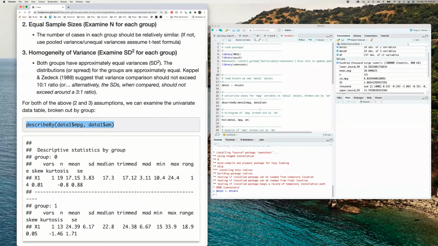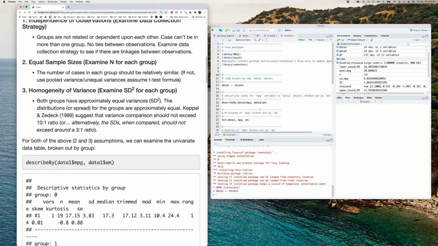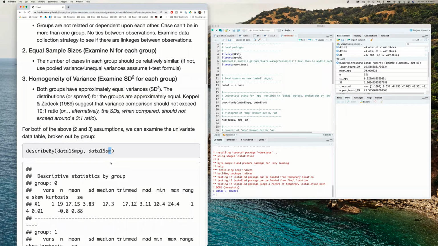For assumption 2 and assumption 3, we want to use that describe by function. So we can use the describe function. It's going to give us all the descriptive statistics for all of the data. But since we're interested in a relationship between two variables, we're interested in how the mean of group 1 differs from the mean of group 2, then we have to break out by those variables. Here, I'm interested in understanding how MPG varies. So mean MPG varies by whether or not it is an automatic transmission car. Is it automatic or is it manual, right? Manual cars are number 1, automatics are 0.